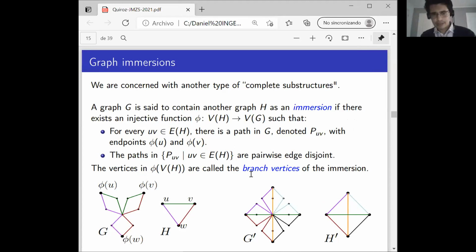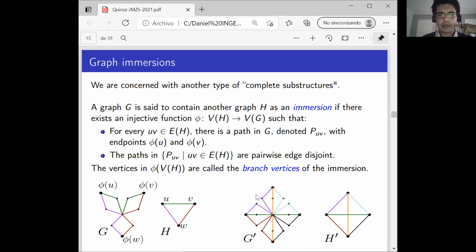I'm not sure if you can see the colors there, but here we have another graph G, which contains a K4 as an immersion. It's nice to notice that here on G we had 3 petals, and here on G prime we have 4 petals, and they're slightly thicker, and then we got a K4.